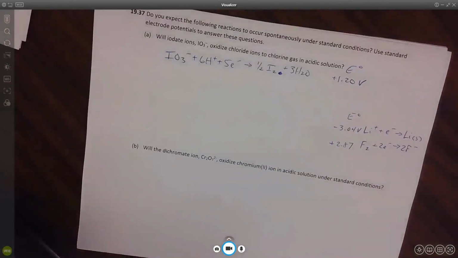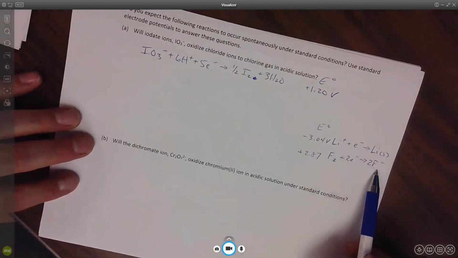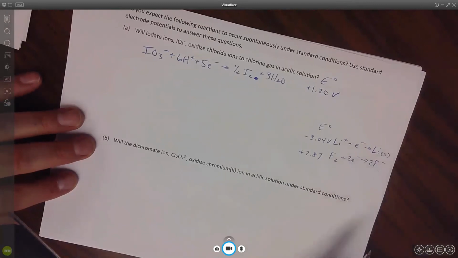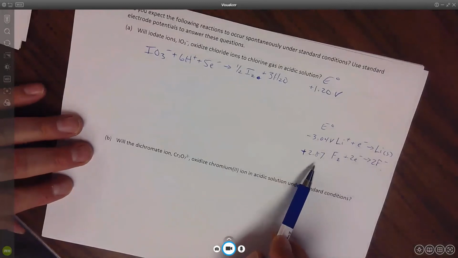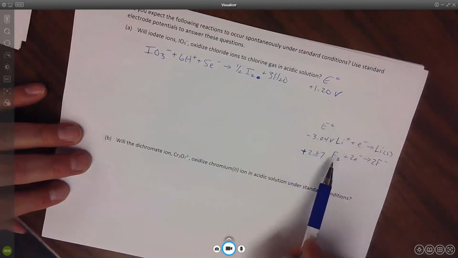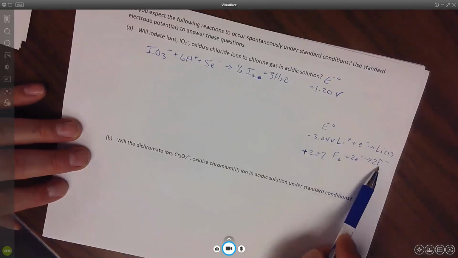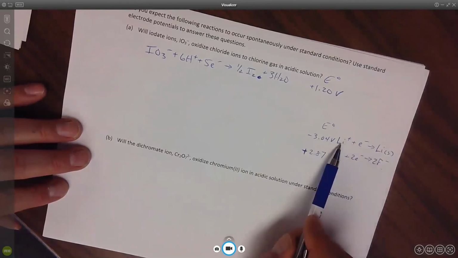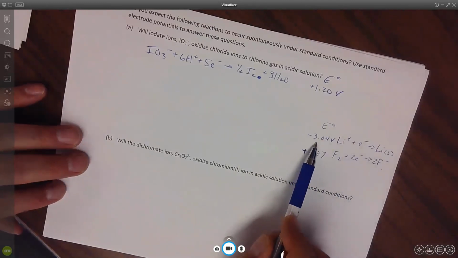Now, remember, these are reduction potentials, right? So the fluorine is reduced and the lithium is being reduced. I can tell by the positive, remember, spontaneous means positive, in the case of our standard potentials. So that means that fluorine likes to pick up electrons to form fluoride. Metals don't like to pick up electrons. They like to do just the opposite, right? They like to give up electrons. And that's why this is a large negative value.